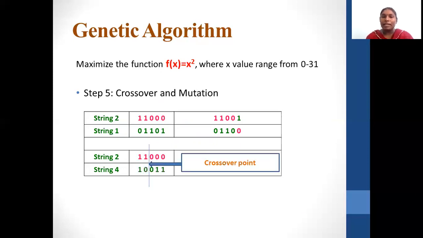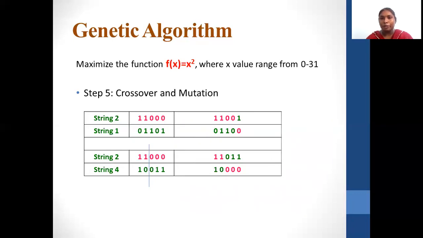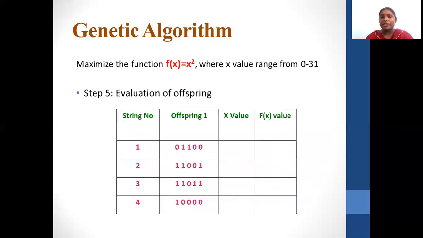Similarly, for the second set of parental chromosomes, I have chosen the crossover point somewhere after the second bit. Again, we repeat the same. The first portion of string 2 is combined with string 4, and the first portion of string 4 is combined with the second portion of string 2. This will form the children chromosomes. This is the next generation chromosome that is going to be passed.